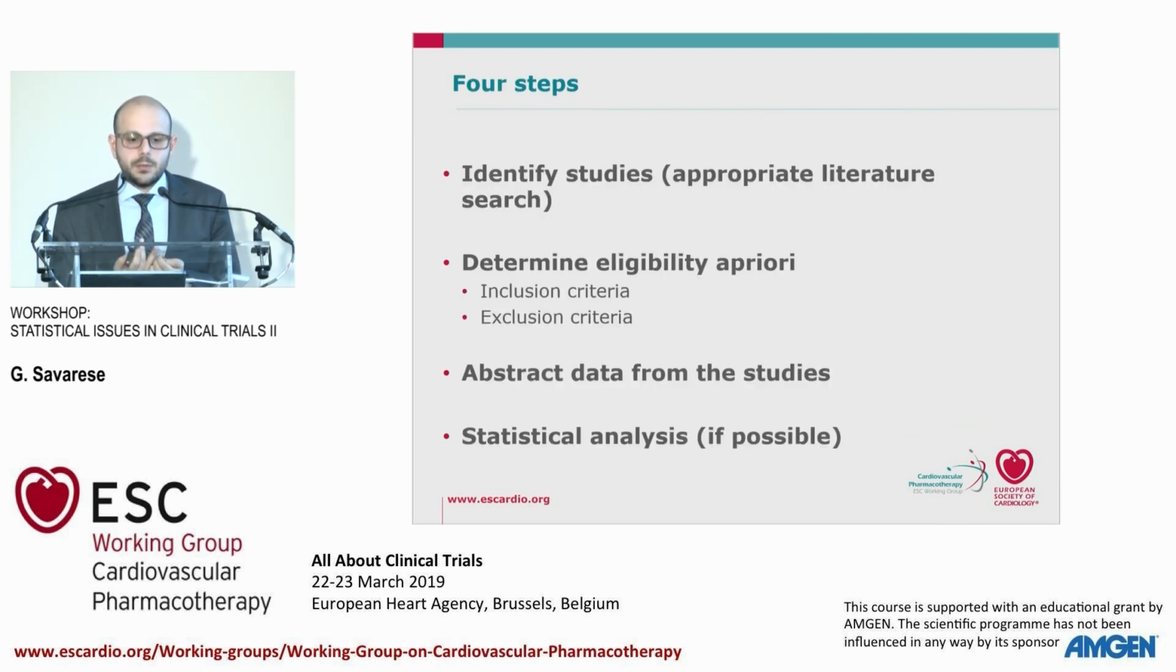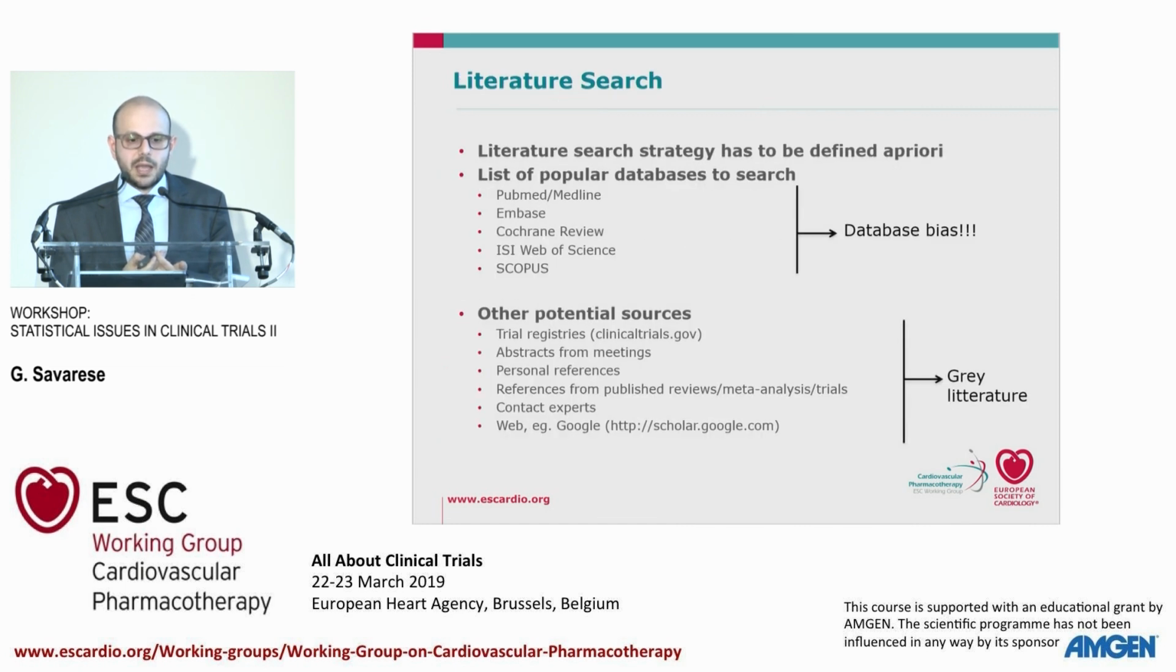There are 4 steps when we want to perform a systematic review and a meta-analysis. The first one is to identify the studies, which is the most important part of the work, although it seems to be the easiest one. I think it's the most difficult thing to be done. The second point is to fix some inclusion and exclusion criteria for the trials to be included in the systematic review and the meta-analysis. After we identify these studies, we need to abstract data from these studies, and then if it's possible, we need to pool data that we have identified by the literature search. We will see how to do this.